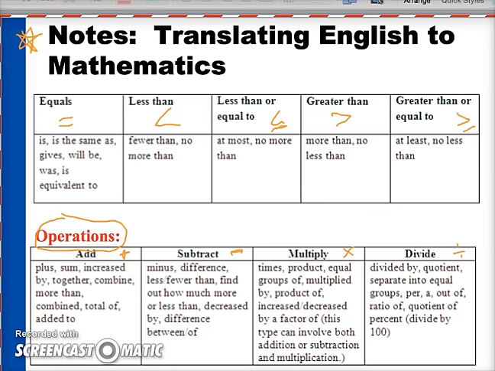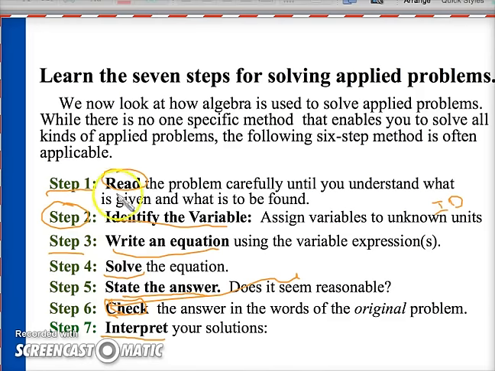Let's apply the 7 steps that we just learned. Here are the 7 steps to this real world application, doing a couple of examples so you can see how to do it. Okay? First you read, then you ID, you write the equation, you solve, you state your answer. Does it make sense? Check your answer, and then interpret your solutions in the context of the problem you're trying to solve. So I'm going to go through those 7 steps so that you can see what I'm talking about.